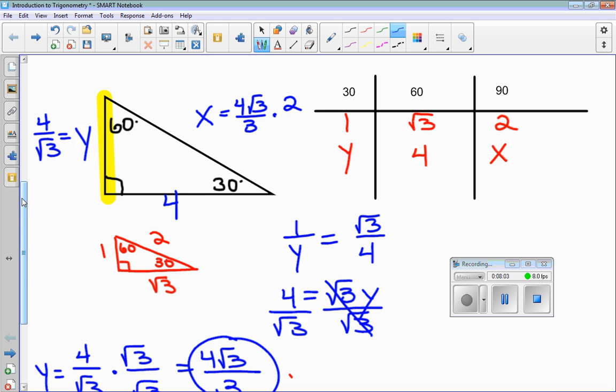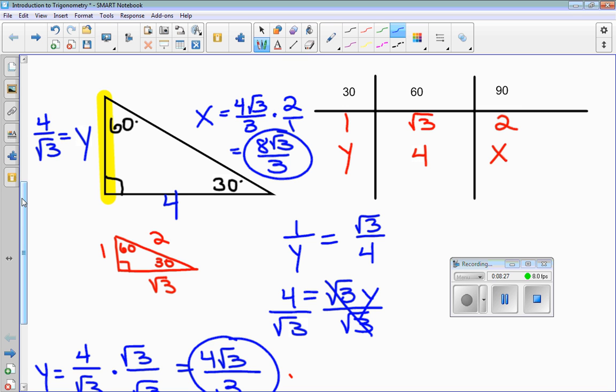Okay. How do I take that and multiply it by 2? What do I multiply by 2? The 4, the 3, or the radical 3? Only the... It's just 8 square roots of 3. So there's your x, and there's your y.